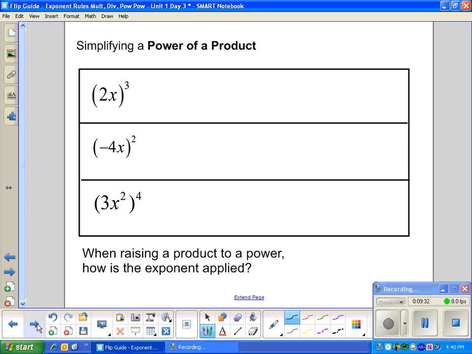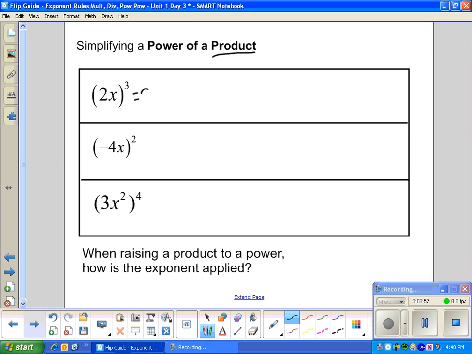Okay. Now we're going to learn how to simplify a power of a product. So here's the power part. It's an exponent, raised to the power of 3. And here's the product part. A product is just 2 or more factors multiplied together. So this is a product: 2 times x. Okay, so let's expand it and see what we discover.